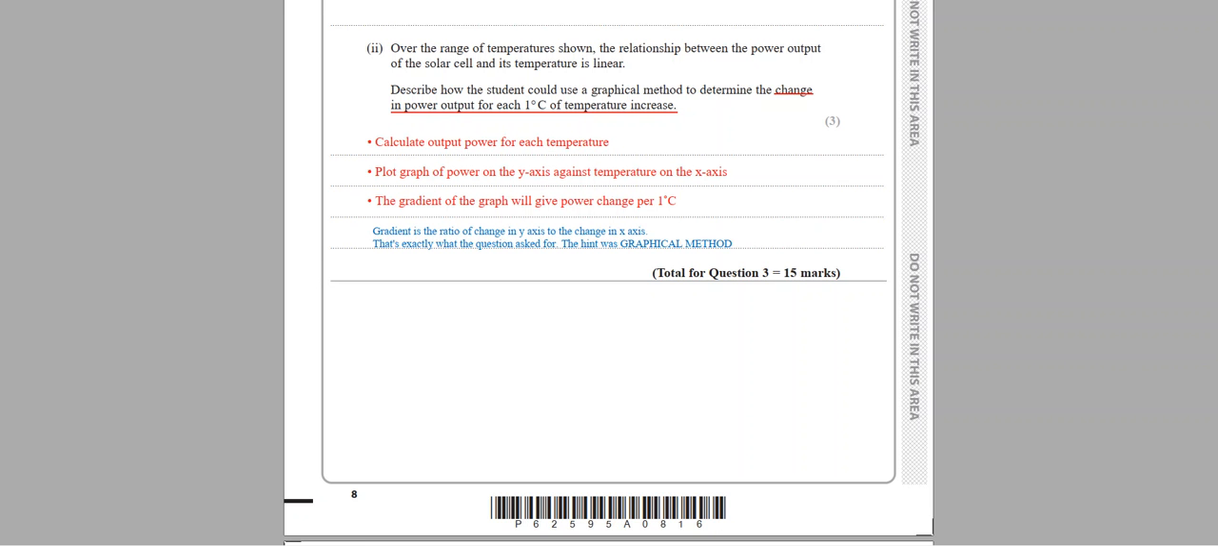Calculate the power output for each temperature. Plot a graph of power on the y-axis against temperature on the x-axis. The gradient of the graph will give power change per 1 degree Celsius. So power change per unit temperature is the same as power change per 1 degree Celsius. That's what the question is asking for.